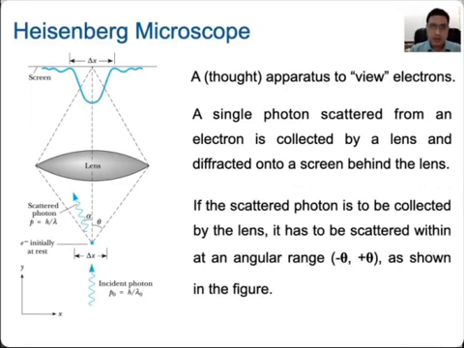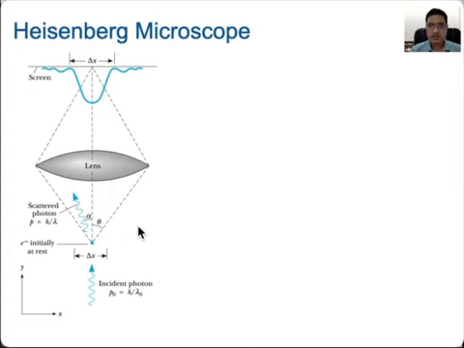Now the lens has a certain aperture, which is going to collect all the scattered photons, and the angle between this electron and this aperture along this normal is theta. So if the scattered photon is to be collected by the lens, it has to be scattered within this angular range plus minus theta, which is shown in this particular figure.